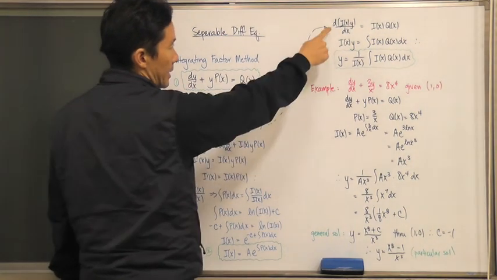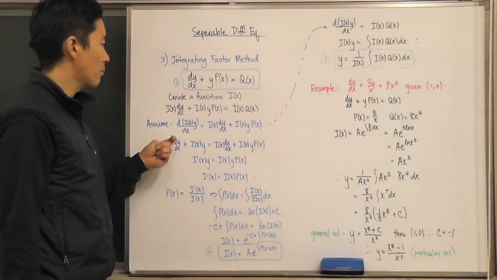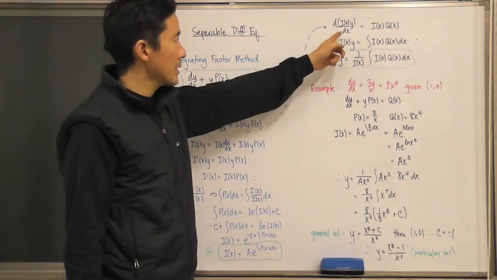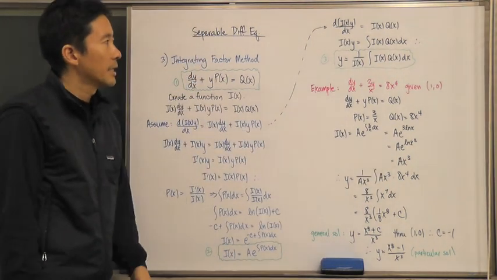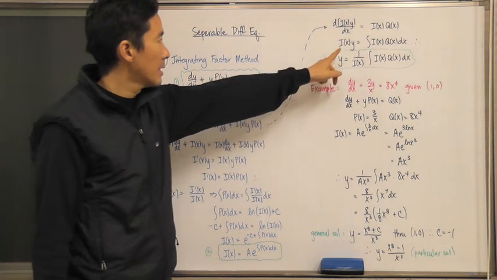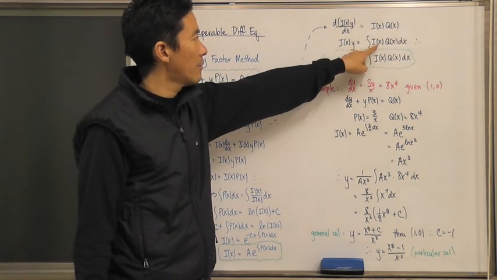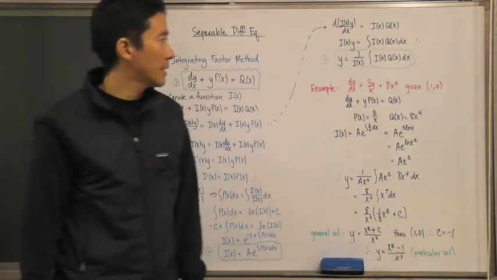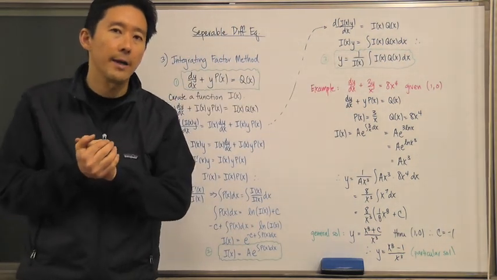So what I have is the derivative of I of x times y with respect to x is equal to I of x q of x. That means if I integrate both sides with respect to x, I come up with I x y is equal to the integral of I x q of x dx, and therefore I can now solve for y, and wow, I've solved for y.